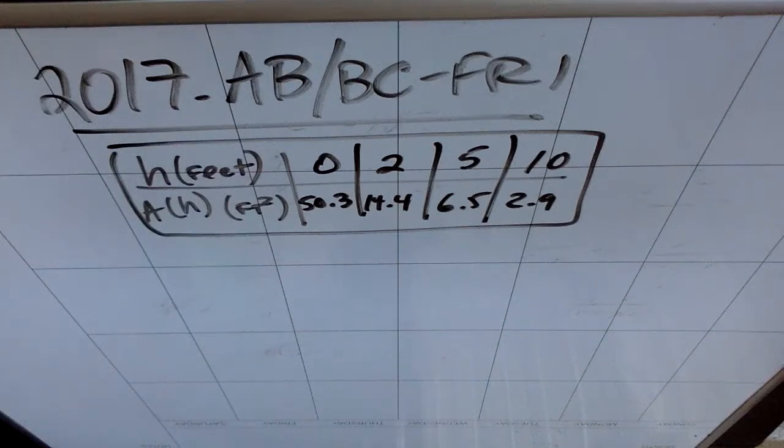At AP review, we're doing 2017 AB/BC for response 1. It's a table problem. Remember that in table problems, there's two really common problems. They don't always happen, but it's pretty safe bet that at least one of them, if not both, does.